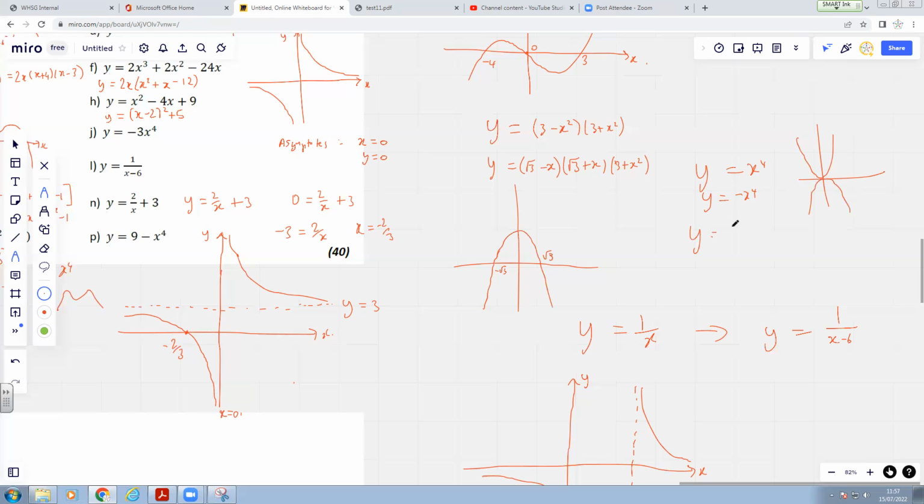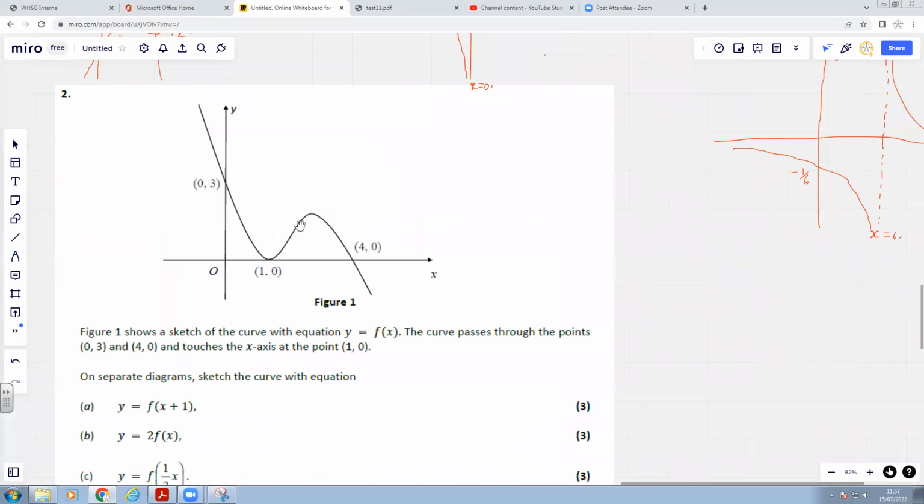And then you're just going to add 9 to it. And so it just moves it up. So it goes through 9 on the y. So, you know, loads of bits can catch you out on these kinds of questions. They really can. Watch out for them. They're tough. They're really tricky. Okay, let's keep going.